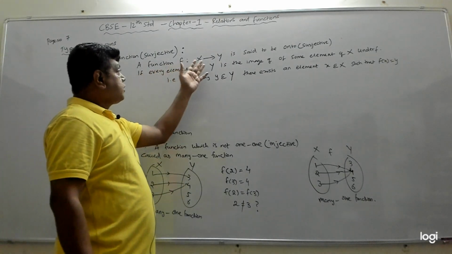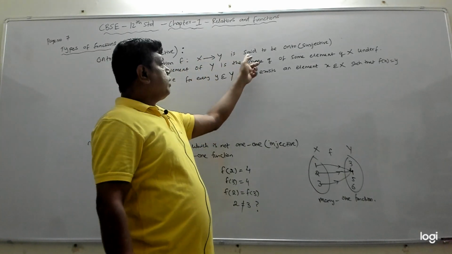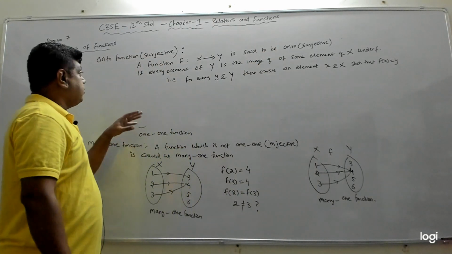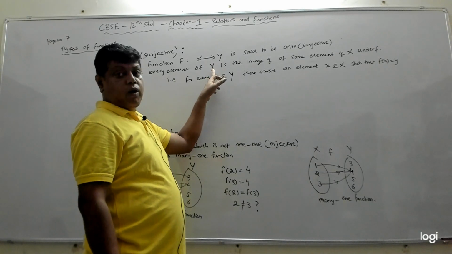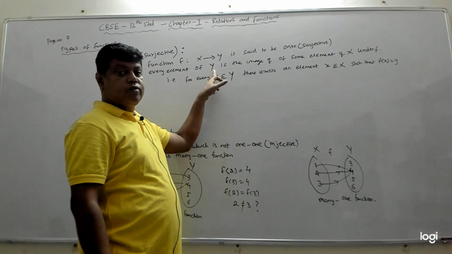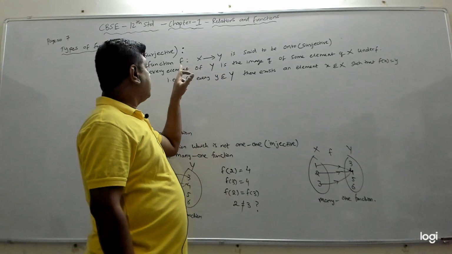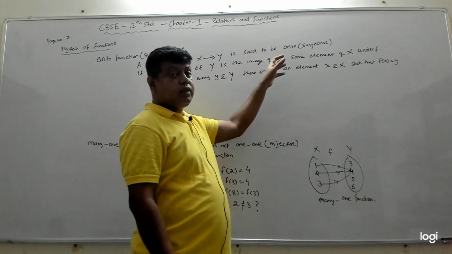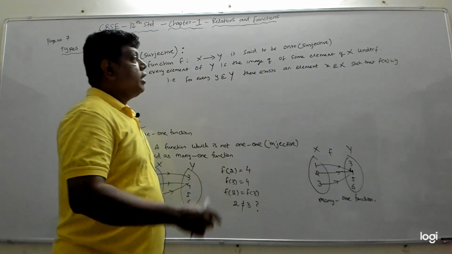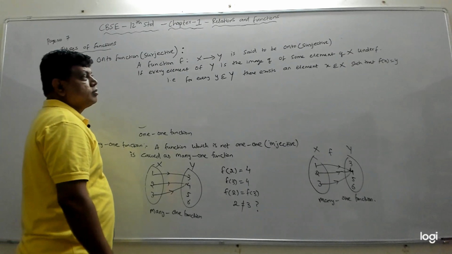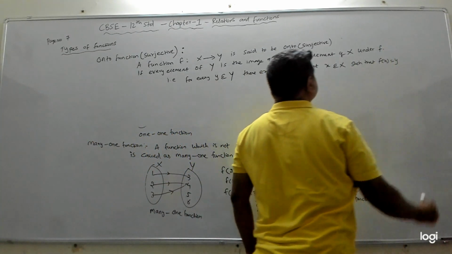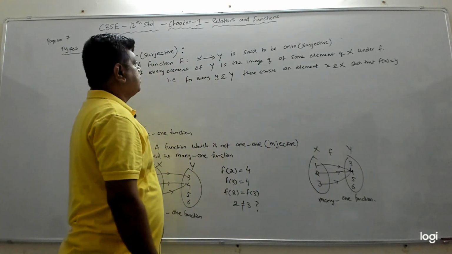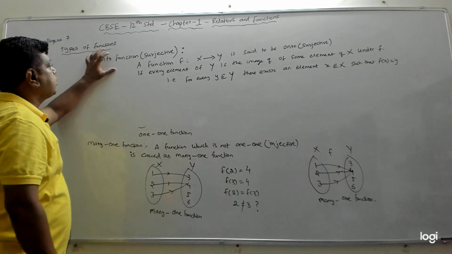A function f from set X to set Y is said to be onto or surjective if every element of Y is the image of some element of X under the function f. Capital Y denotes the set, small letters denote the element of the set. Then we call that an onto function or surjective function.